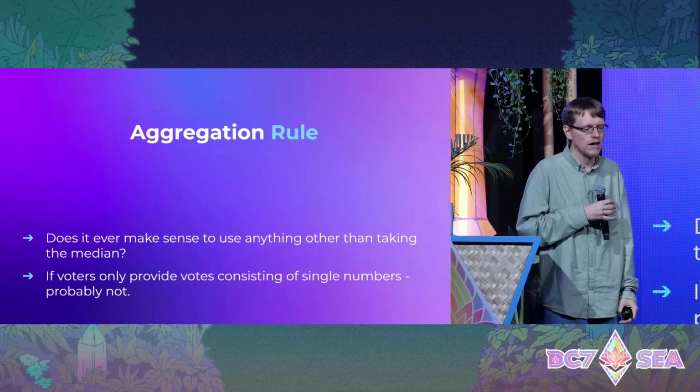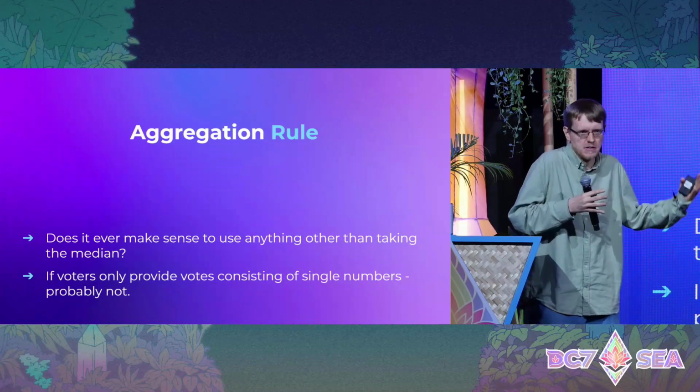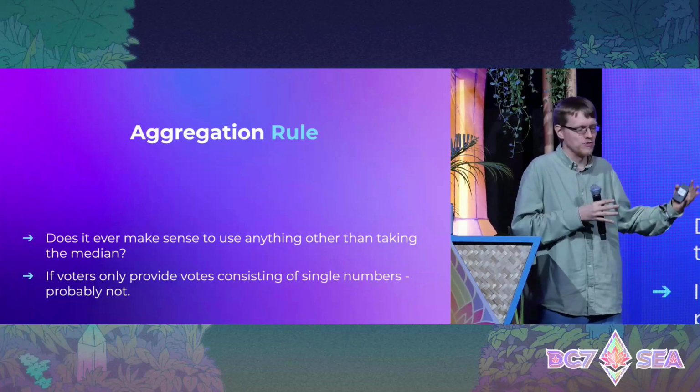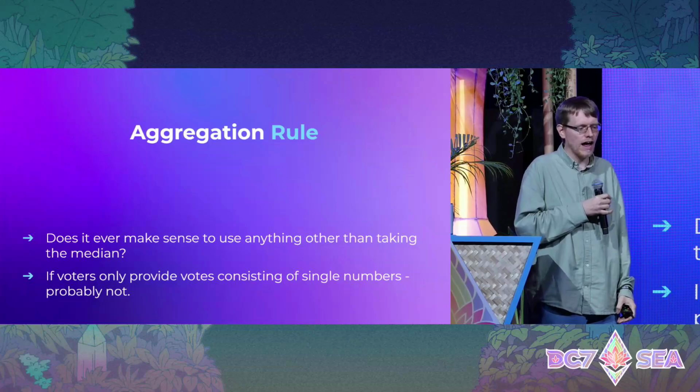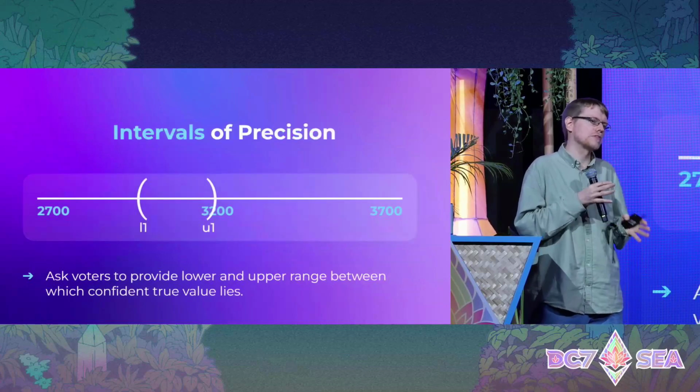And a natural question is, did it ever make sense to do anything other than check the median? The median seems like a really robust mechanism. Lots of projects have used this. And I would say probably not if your voters only give you a single number. But if they give you multiple numbers, you can do something that's more interesting.